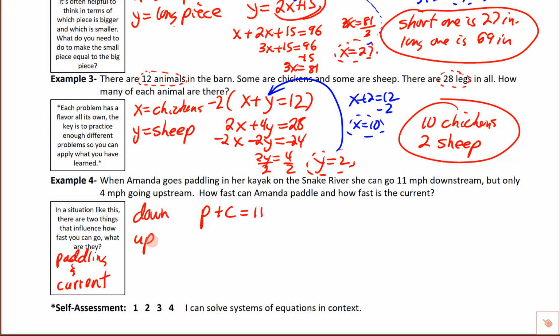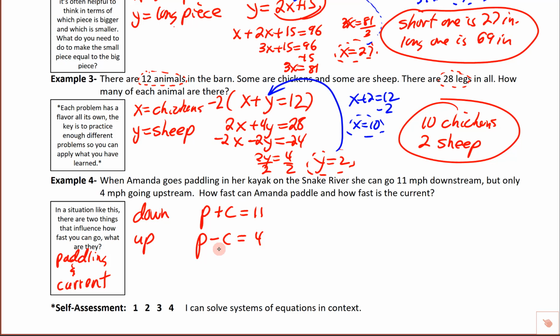And then when she's going upstream, she's still got to paddle, but now the current is working against her. So it's not going to add to her speed, it's going to subtract from her speed, and that's why she's going slower. That's why she's only going 4 miles per hour. So here's the equation here, and I want to point out one thing. You've got to be very careful about the order you put these. You can't do C plus P and C minus P. It's got to be how fast she can paddle plus or minus the current.